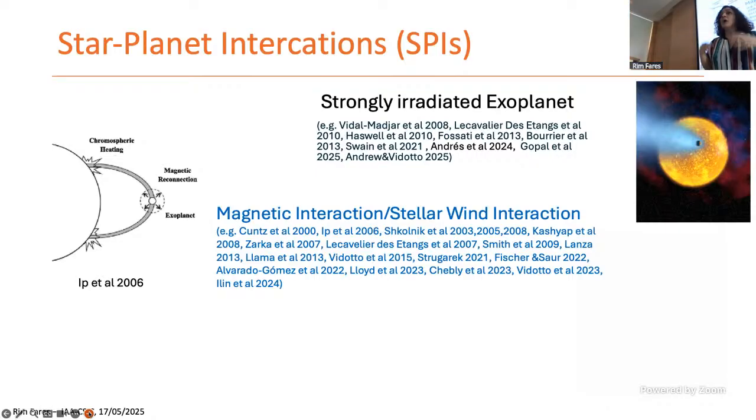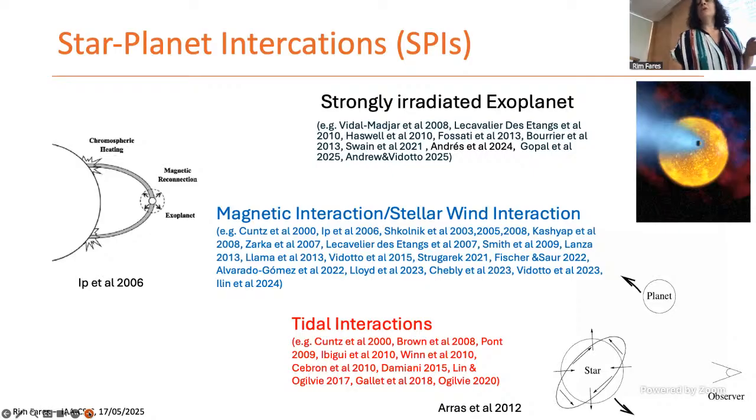But of course, when we think about massive planets very close to the stars, you also have tidal interactions that could happen. And those tidal interactions will generate tidal bulges, not only will they affect the planet, but they will also generate tidal bulges on the stars. Now, these star-planet interactions will affect the planet and the star.